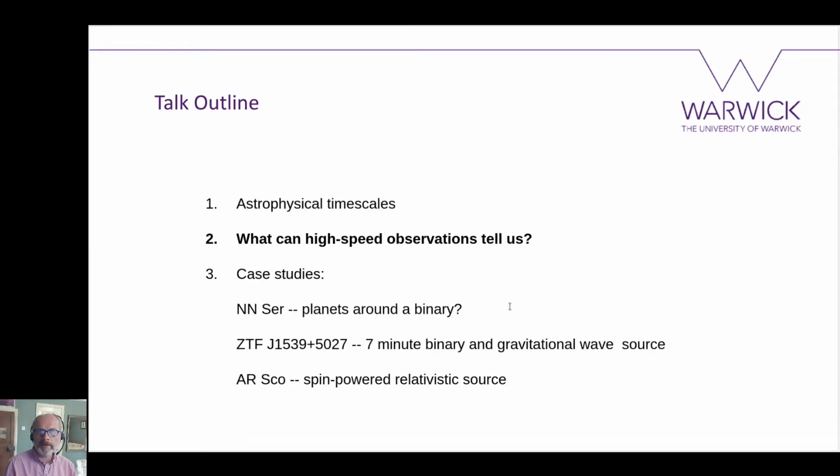Okay, so that's just the background on astrophysical timescales, and it's important to keep that in mind as we go through some of the cases. And we'll see some cases where you can exceed these sort of dynamical timescales for other reasons like eclipses and things like that. But they are very, very useful reference numbers. Okay, so I'm going to now go on to what can high-speed observations tell us.